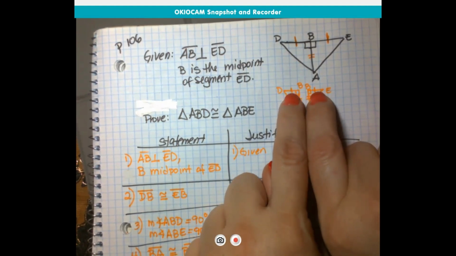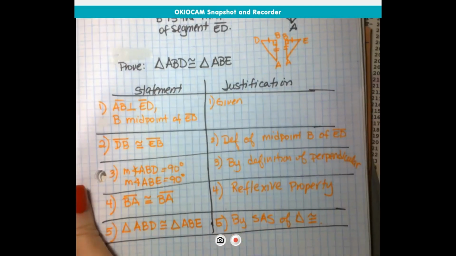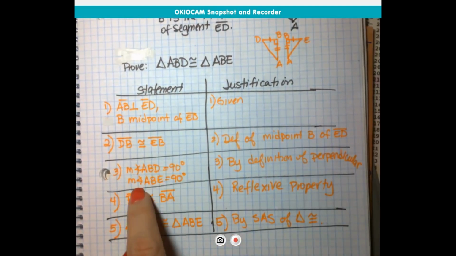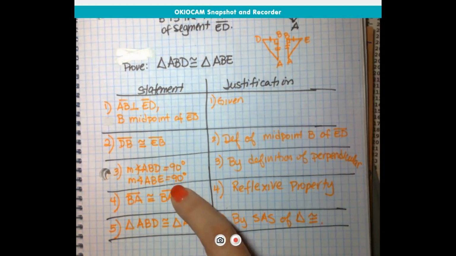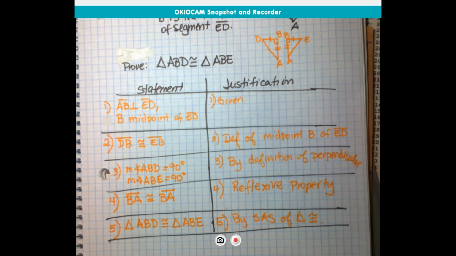So I got that. Then I need to write that those are right angles, because it's important. How do I know that? By definition of perpendicular. I'm going to have that angle ABD and the measurement of ABE are 90 degrees by definition of perpendicular. Then this is one that you don't have.